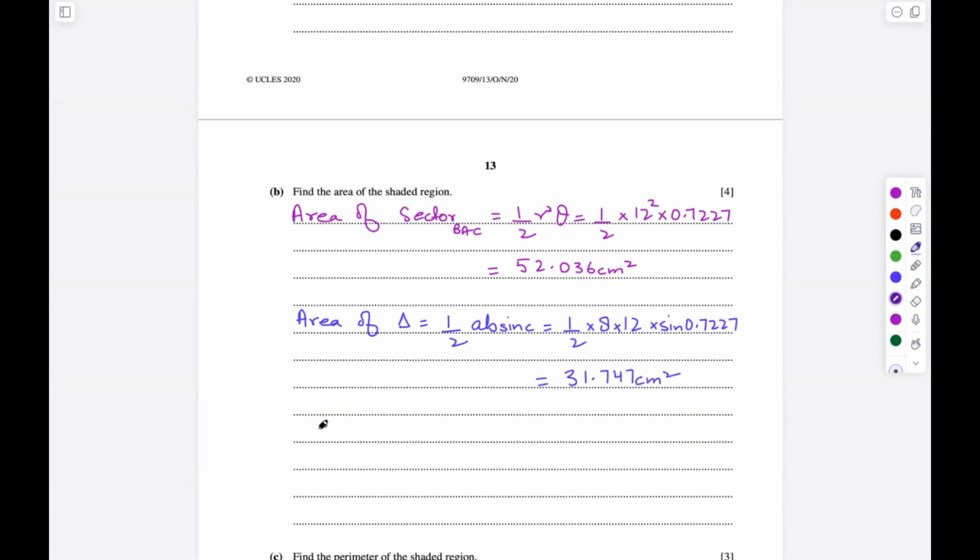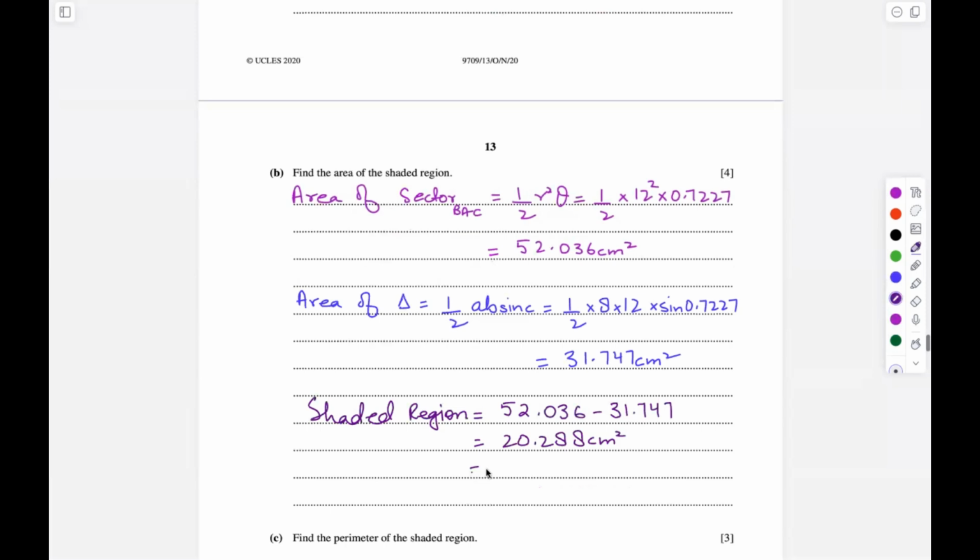And then finally, the area of the shaded region will be the difference of the two areas, of the sector and the triangle. So this will be 52.036 minus 31.747, that will be equal to 20.288. And as we have to give our answer to three significant figures, we can write the final answer as 20.3 centimeters squared.